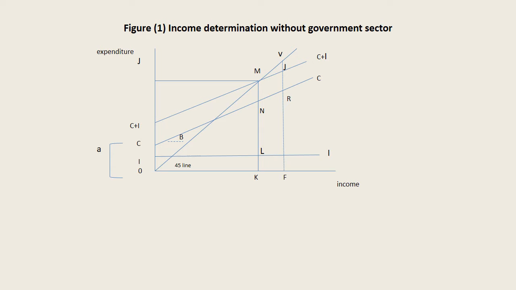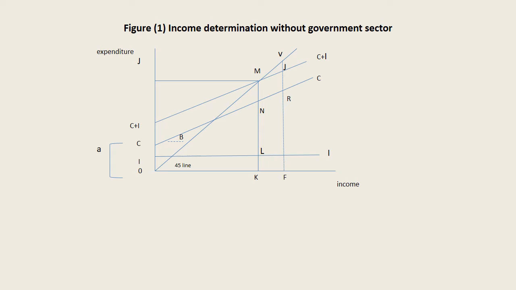At the equilibrium point, C plus I should equal income, should equal output, at which total or aggregate expenditure equals total output or income. This occurs at point M. At point M, income equals OQ and aggregate demand equals OG. Any point after M is not the equilibrium point.